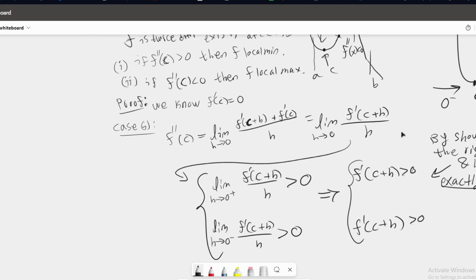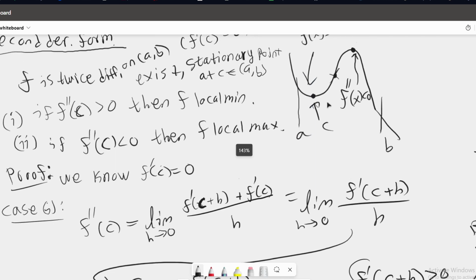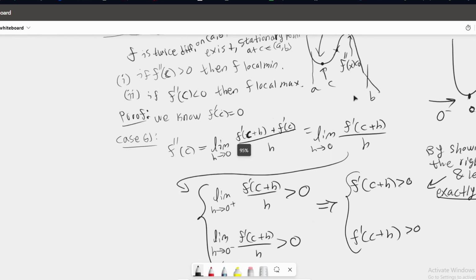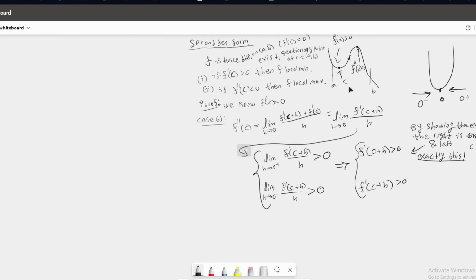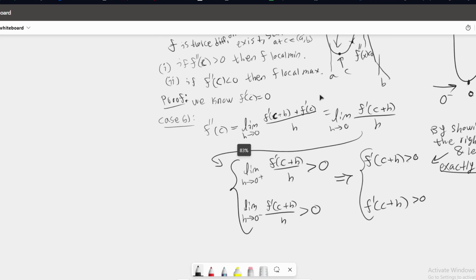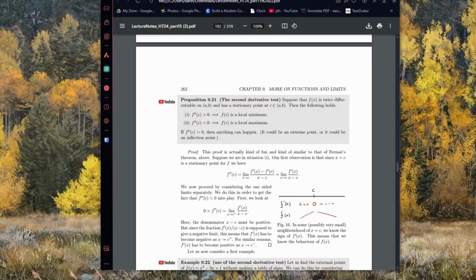So what have we proven now? We've proven that on both sides, it is always positive, or always bigger than 0. But at C, it is 0. I think we're done here, honestly. Thus, C is a local minimum. Yeah, we're just done like that. That was kind of fun. Hope you guys enjoyed that.